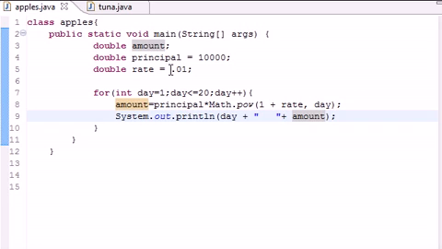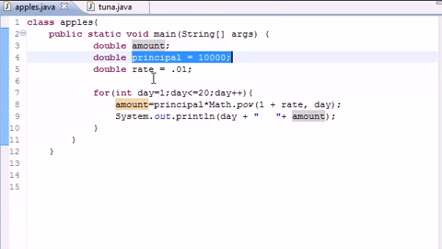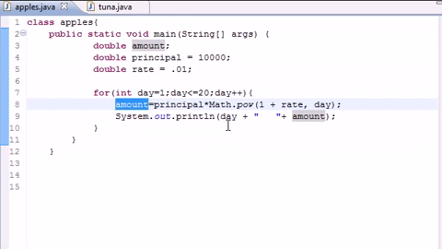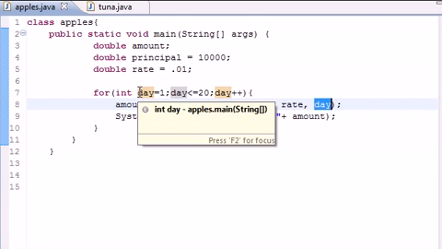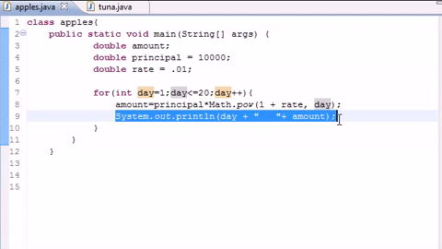We needed the principal. We needed three variables because that's how many variables are in this formula. You need to figure out the amount, which we don't know yet, but we do know the principal, which is the starting point, and the rate. We set the amount, which you don't know yet, equal to the principal times 1 plus the rate, which is 0.01, to the power of the day. This is where the for loop comes in handy, because this goes 1, 2, 3, 4 all the way to 20. And next, we just output it on the screen.